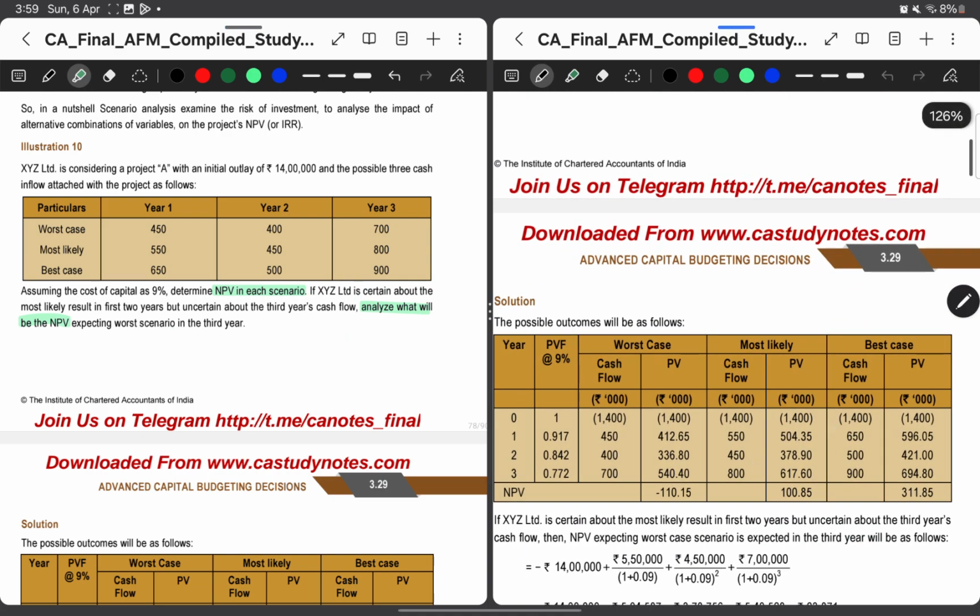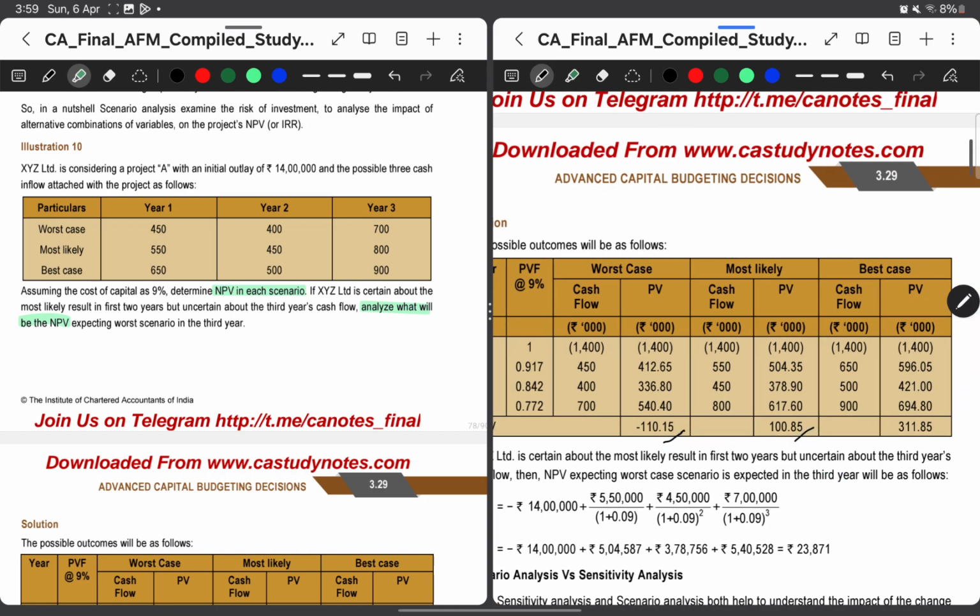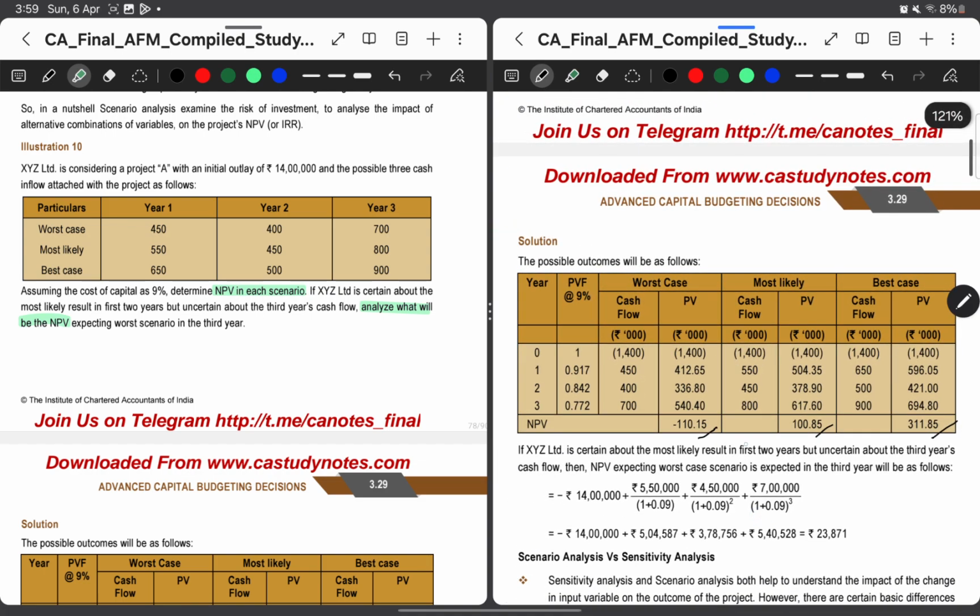So going to the solution, the discount rate is 9%, and considering the worst year cash flows, we are getting a negative NPV of 110, and most likely we are getting an NPV of 100, and in the best scenario we are getting an NPV of 311. So as we can see, in our worst case scenario the NPV is negative, and in our best case scenario the NPV is the most, and in the most likely scenario we are getting a mid NPV of some 100.